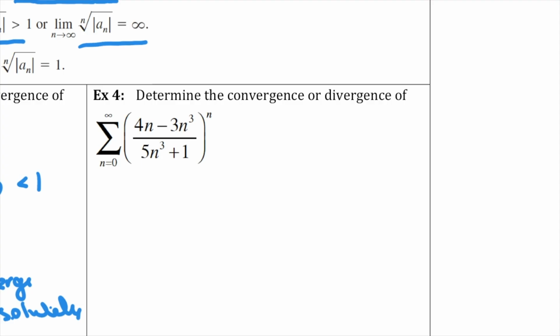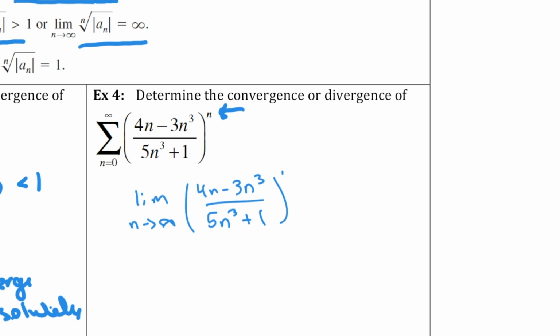Take a look at example 4. Again, we have the exponent n, and if we use our root test, the limit as n goes to infinity of 4n minus 3n cubed over 5n cubed plus 1 raised to the nth power, but then we take the nth root of it. That will cancel out those exponents. And you can see the limit as n goes to infinity, dropping your lower order terms, becomes negative 3/5, n cubed over n to the third.